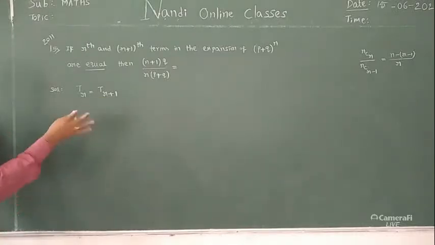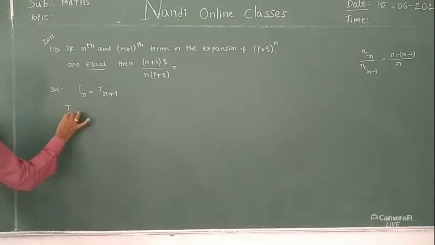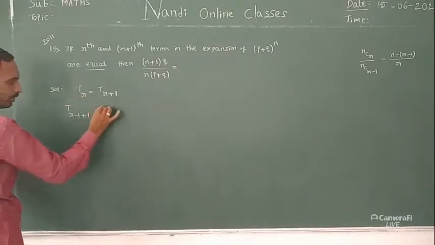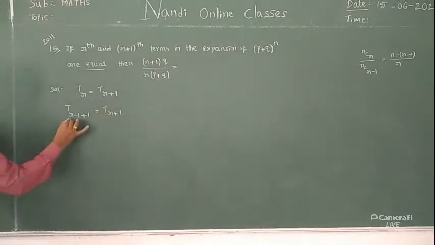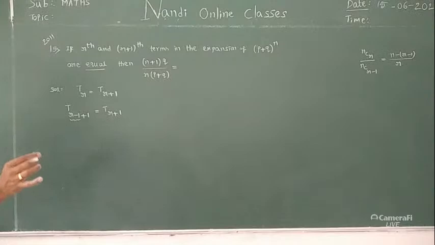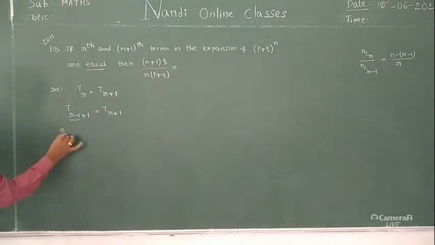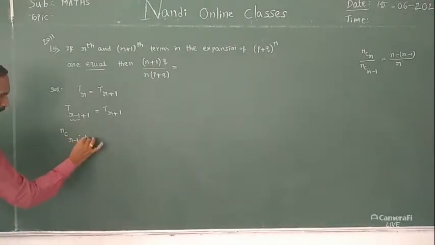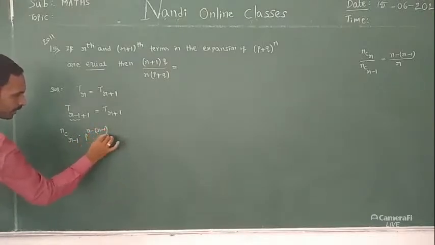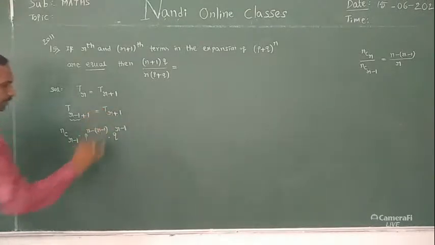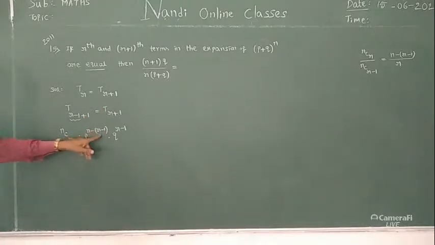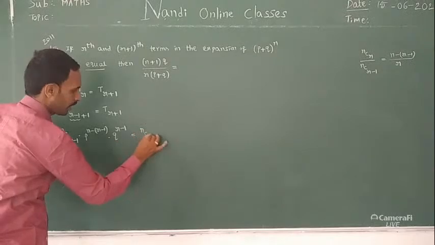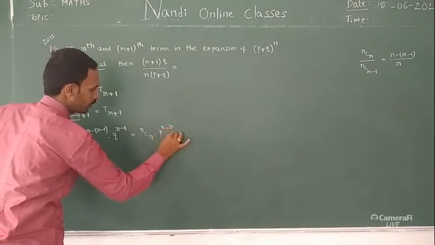Tr plus 1, we can apply the formula. Tr can be written as T r minus 1 plus 1. Minus 1 plus 1 cancel, you will get r only, is equal to Tr plus 1. It is in the form Tr plus 1. The formula is nCr into x power n minus r into y power r. So nC r minus 1 into p power n minus of r minus 1 into q power r minus 1. This is also nCr into p power n minus r into q power r.